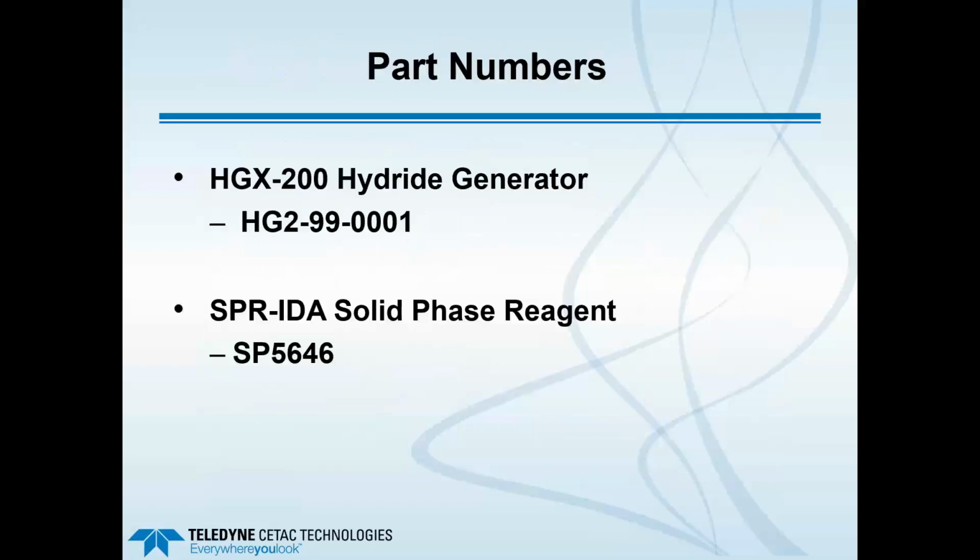Now, part numbers, in case you are interested in these items. There's one part number for the hydride generator listed there, and SP5646 for the SPR IDA solid phase reagent. That reagent would be supplied as a 10 ml suspension in a 30 ml low-density polyethylene bottle. You don't use a lot per sample, typically about 100 microliters, so one bottle is good for about 100 samples.